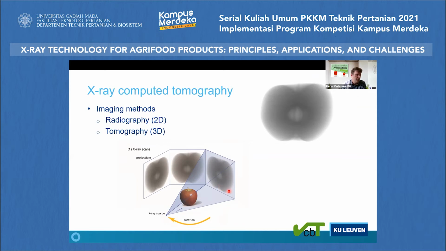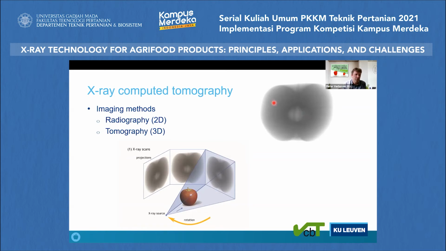So in parts like the core of the apple, which is empty, which is filled with air, you will not have any absorption of the X-rays, and that will show up on the X-ray image as a lighter area because there's less absorption of the X-rays. That is what we call radiography, and it just produces a kind of cumulative image of the object that you have.